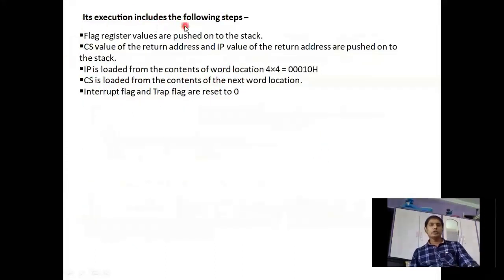We can observe here, this instruction includes these steps. Here also the flag register is pushed to stack. CS return address and IP return address are pushed to stack. IP is now loaded from which address? Type 4 into 4, 16. Decimal is 16, but in hexa 16 is equivalent to 10H. 10H is the address. CS is loaded from the next word location, nothing but 10 added to 2, that is 000012H, the CS address. Here also the interrupt flag and trap flag are reset to 0.